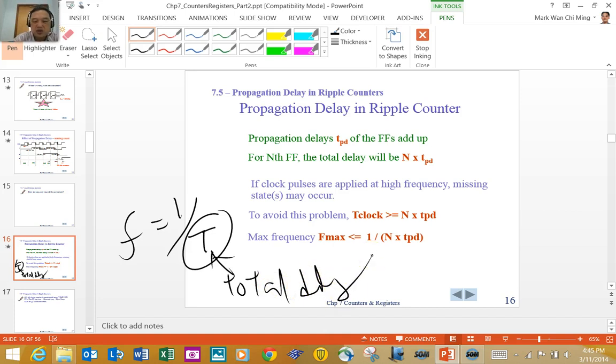Is that okay? So your total delay, your frequency cannot be more than that. F is 1 upon t, where t is the total delay. So this is how we say the maximum frequency has to be less than 1 upon the total delay. If you have 10 flip-flops, it is just 10 times the delay of one flip-flop. That's it, 1 upon that. Very simple, very straightforward.